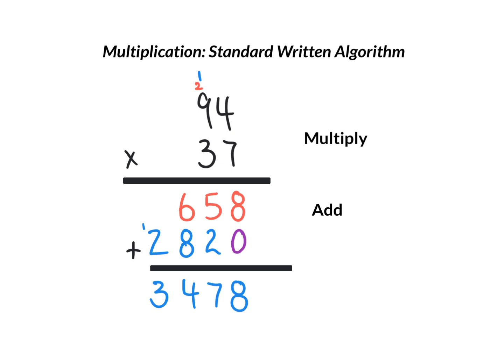Now let's work down. In the ones column, 8 plus 0 is 8. 5 plus 2 in the tens column is 7. 6 plus 8 is 14. We place the 4 down in the hundreds column and we carry the 1 over to the thousands column. 2 plus 1 equals 3. 94 times 37 is 3,478.